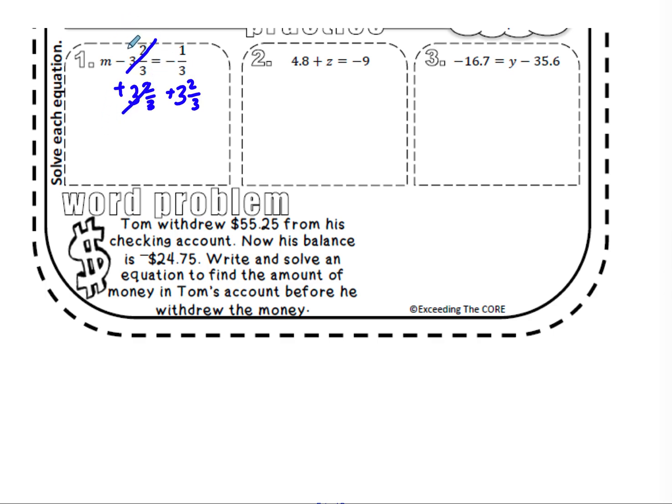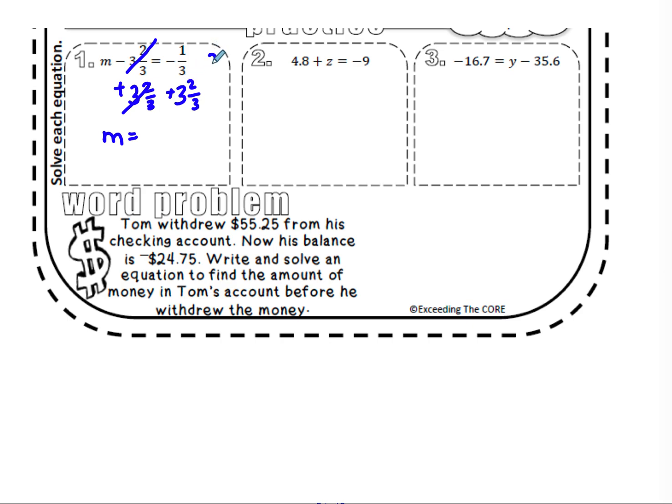So on this side, those cancel out. 3 2/3 plus negative 3 2/3 equals 0, so I'm left with m. On this side, I have 3 2/3 plus negative 1/3. Different signs, find the difference. I'm going to keep that as a mixed number. I could change it into an improper fraction too if I wanted to, but I'm going to keep it as a mixed number. However, if I'm going to line up my fractions and my place values, the bigger absolute value needs to go on the top.